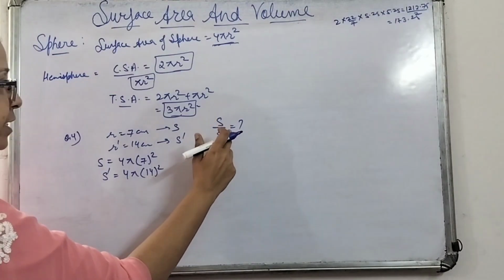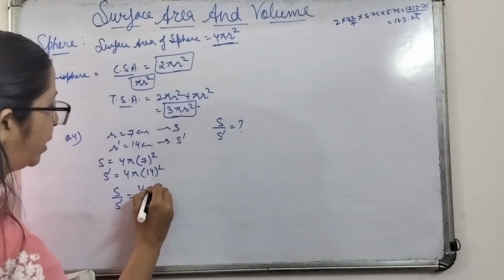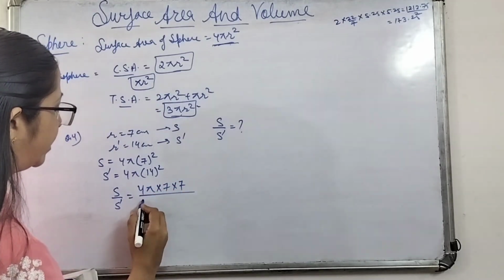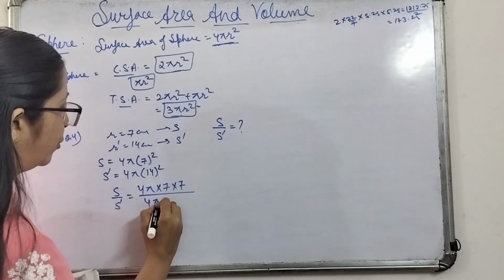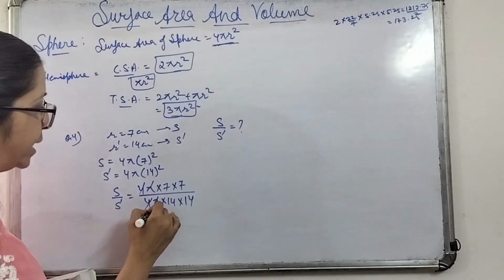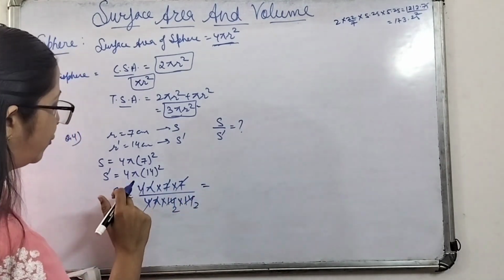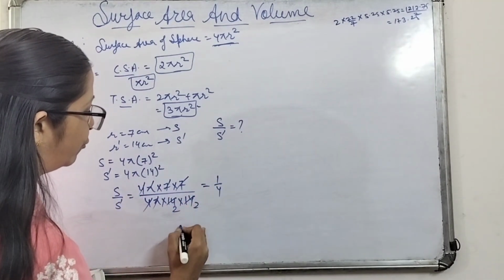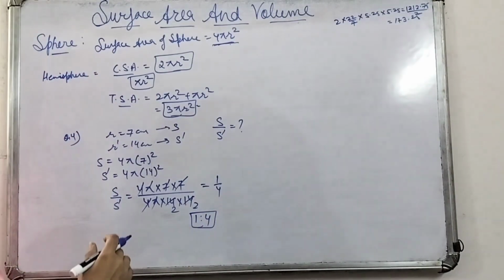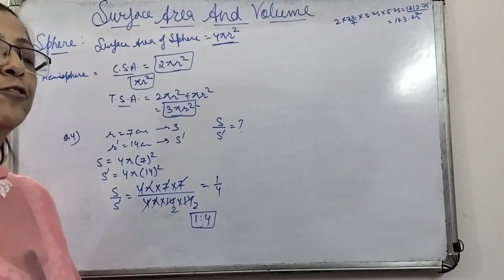Now we want the ratio of S and S dash. So S over S dash will be 4 pi, we can write it as 7 multiplied by 7. And in the denominator, S dash is 4 pi into 14 into 14. So 4 cancelled, pi cancelled, 7 twos are 14, 7 twos are 14. So the ratio of S and S dash will be 1 upon 4, or we can say it will be 1:4. This will be the ratio of the surface area when your radius has changed from 7 to 14.